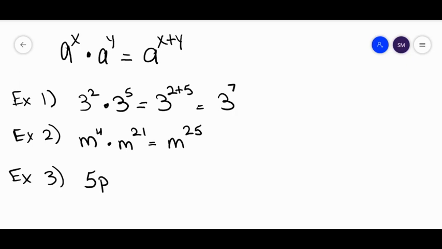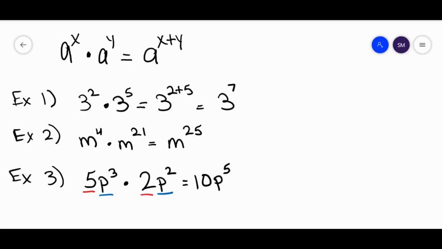Five p to the 3rd times 2p squared. I would multiply the coefficients first, and that would give me 10. And then I would apply the product rule for exponents to the pieces that have exponents, so that would give me p to the 5th.